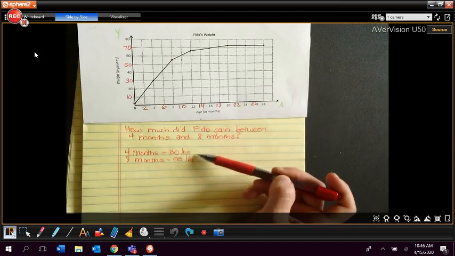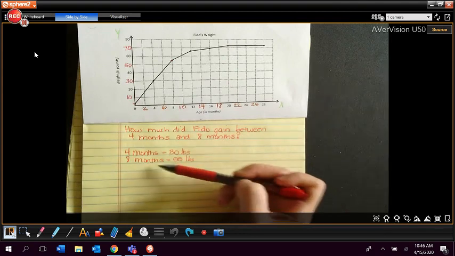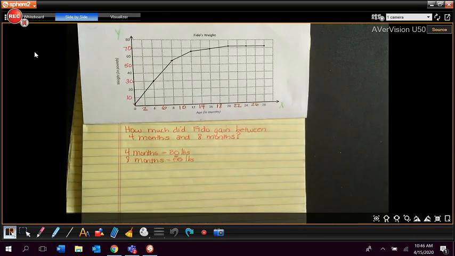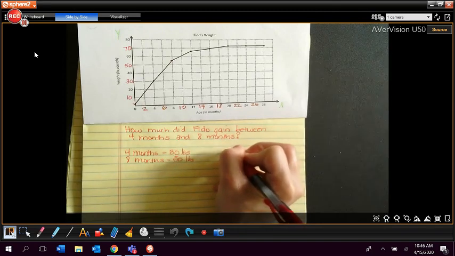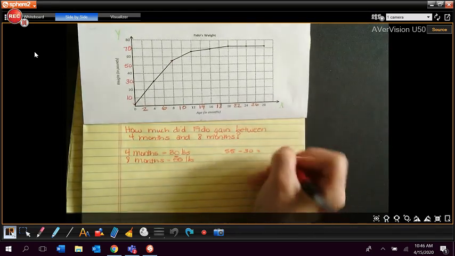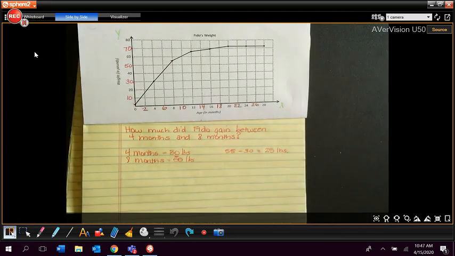between these months. So if at 4 months he was at 30, at 8 months he was at 55. I want to know in between. So if I want to know what's in between, I would have to subtract 55 minus 30. And that would give us 25 pounds. So that means Fido gained 25 pounds between 4 months and 8 months.